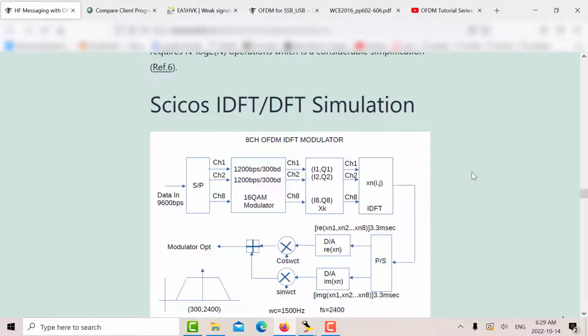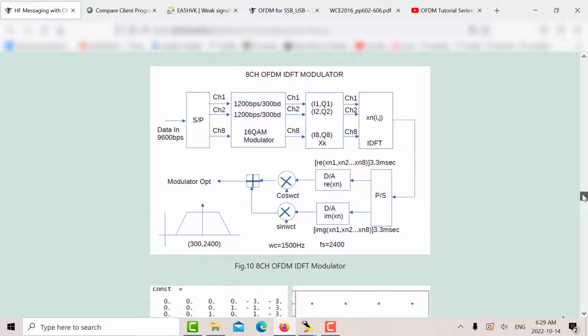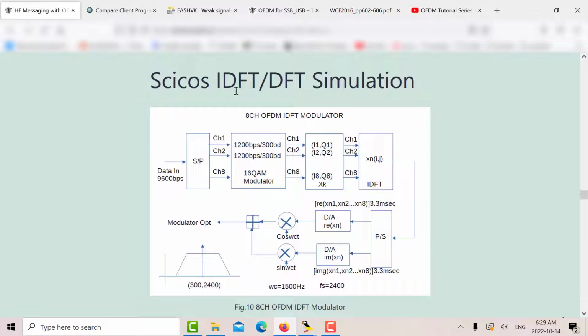And then what I did is I built an 8-channel model using discrete modulators. Let's see if I can build an IDFT to DFT simulator. I'll use the same 8-channel system, and I just want to see how it's built using the DSP because I hadn't done that before. So basically in my Psychos model here, I'm taking 9600 bits per second in. I'm splitting them up into 8 channels of 1200 bits per second per channel. I'm using 16 QAM like I did before, so it's 300 baud.